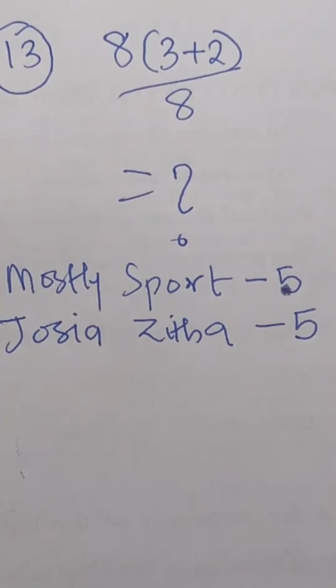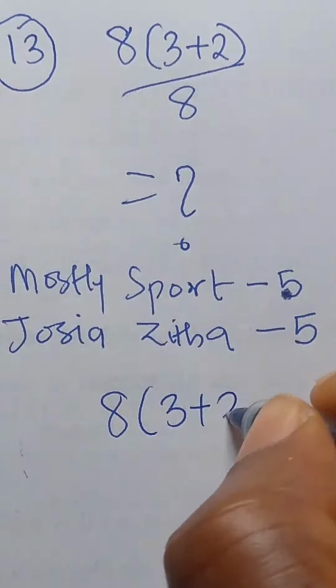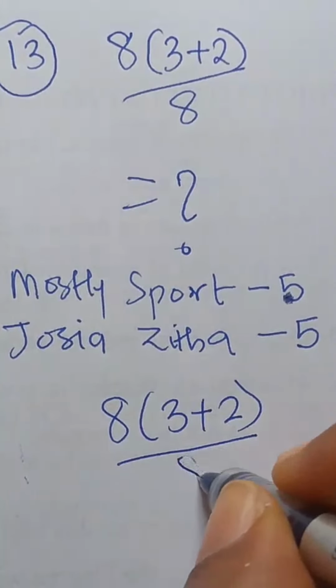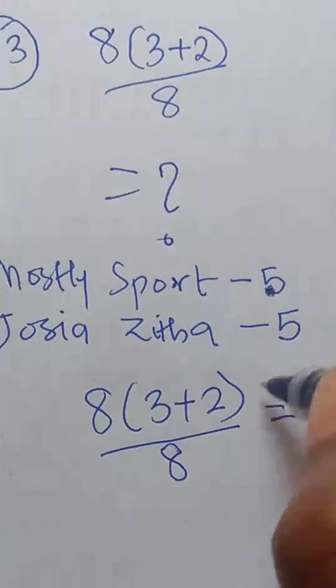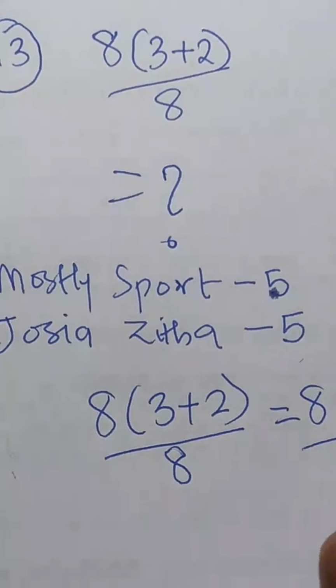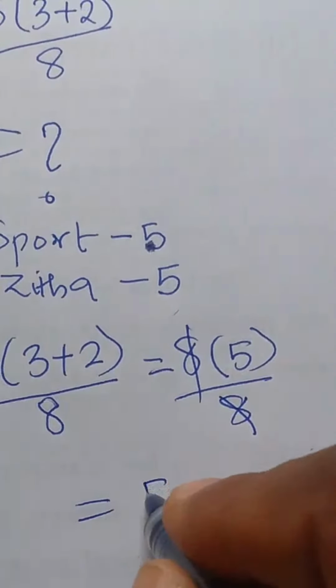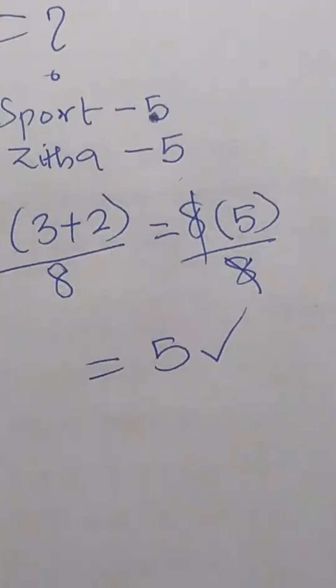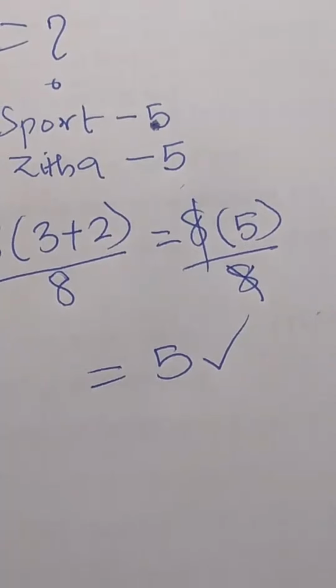So let me solve, please. It's easy. You can write me as mostly or just sports. Okay. All right. Good. Thank you. So let me solve it. We have 8 bracket 3 plus 2 all over 8. And you know in maths, you solve the bracket first. So this is equal to 8 bracket 3 plus 2 is 5, all over 8. All right. 8 will cancel itself and we have 5. So that is the answer. Mostly sports and Josiah Zita got it correctly. So thank you to Joe for calling.